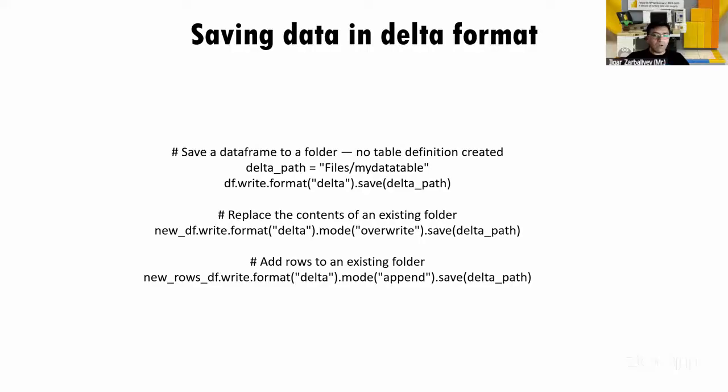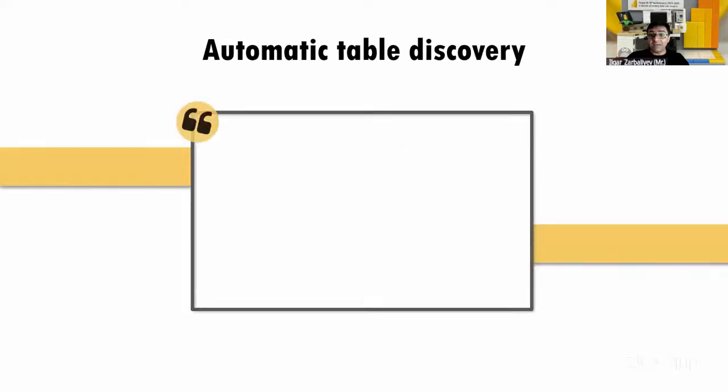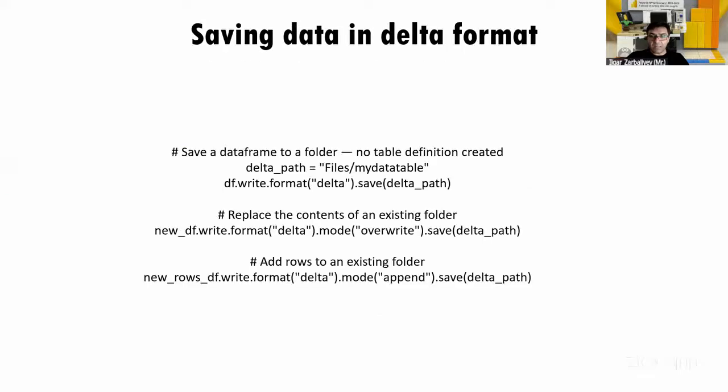You can also control write behavior with modes. Overwrite mode replaces the contents of an existing folder with the data in the data frame. Append mode adds rows from a data frame to what's already there. These two modes will become second nature very quickly in any real pipeline.